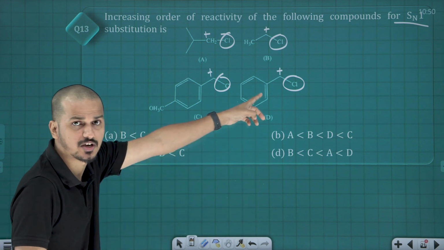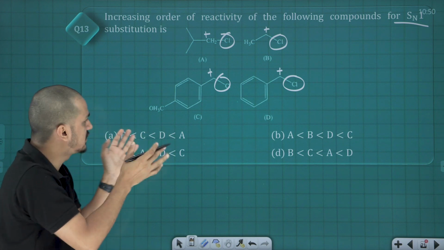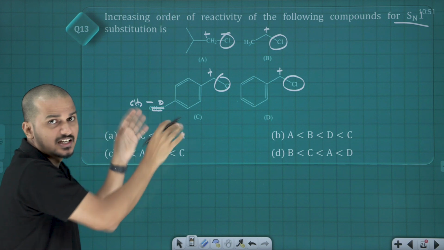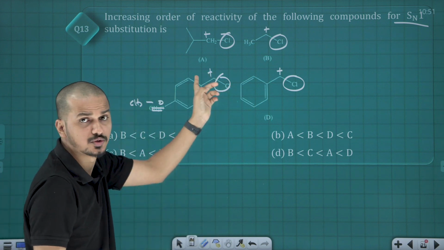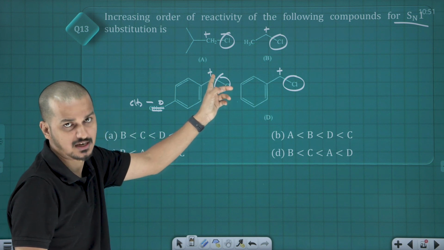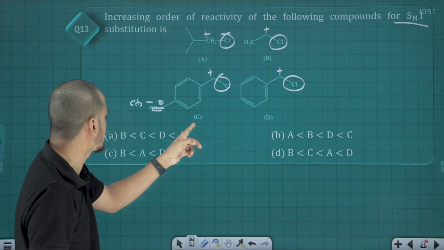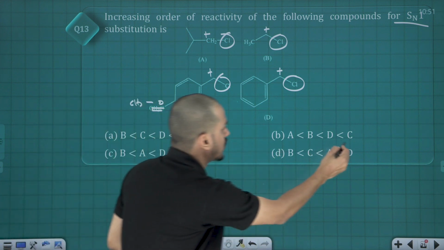This is benzylic carbocation. Here in the benzylic carbocation, in the para position OCH3 is there. OCH3 is what? Electron donating group. Whenever electron is donating through resonance, this will become more stable. So out of this, which is more stable? C is more stable. C is more stable.